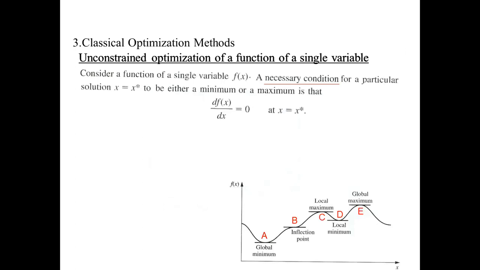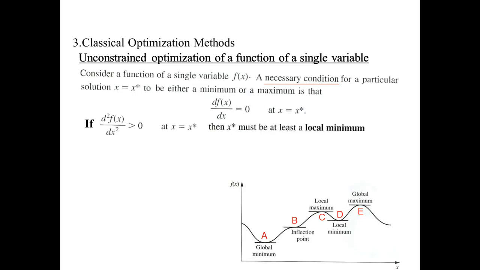Now the classical optimization methods: unconstrained optimization of a function of a single variable. As you can see, consider a function of a single variable. The necessary condition for a particular solution x to be either a minimum or a maximum is that the derivative of the function is 0. That's a necessary condition. It does not mean that, as you can see in the graph, the global minimum is at A, and you have a local minimum at D, a local maximum at C, a global maximum at E, and an inflection point at the point B.